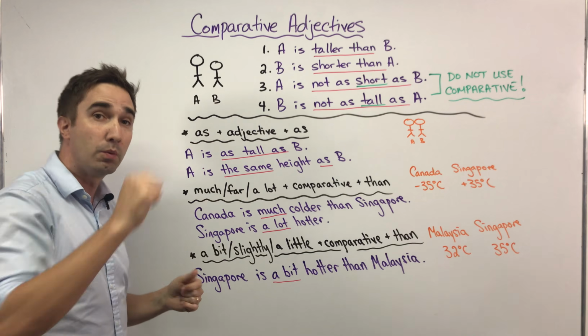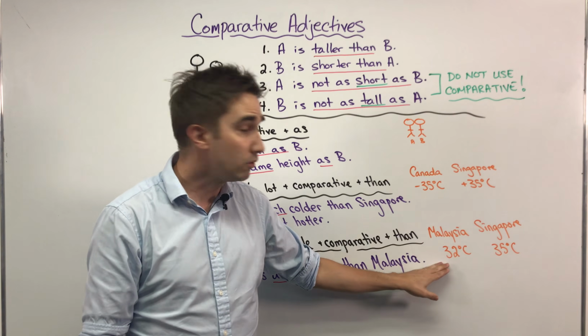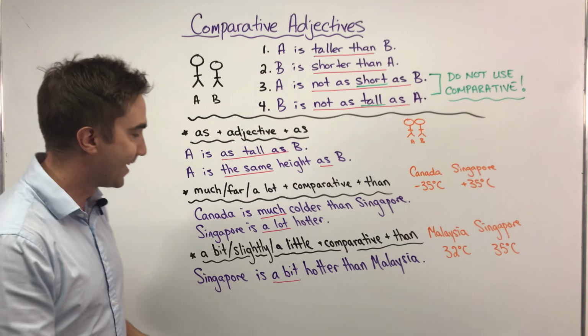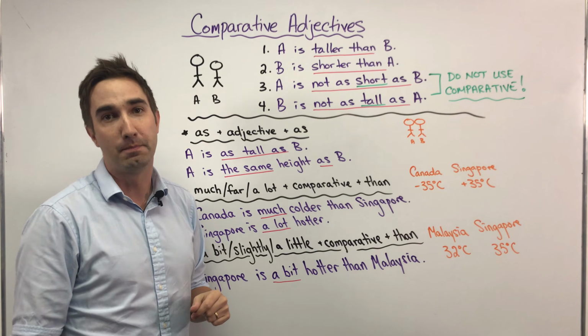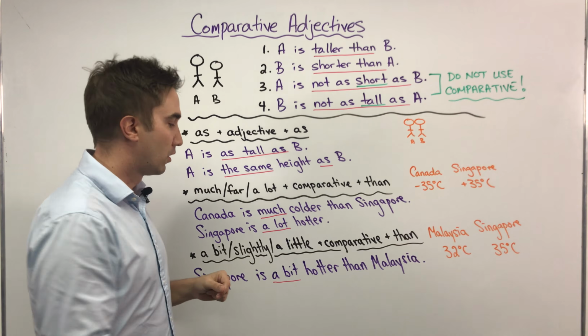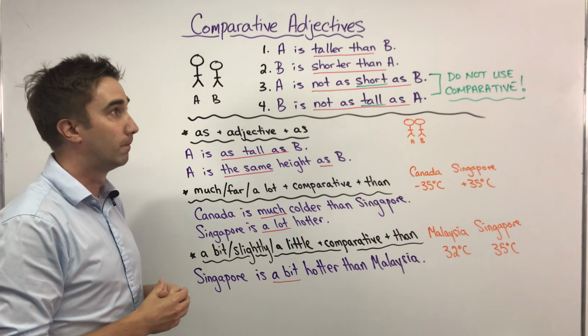Okay? Now, if we want to describe a small difference, let's look. Malaysia is 32 and Singapore is 35. I can say Singapore is a bit hotter than Malaysia. I can say Malaysia is a bit cooler than Singapore.